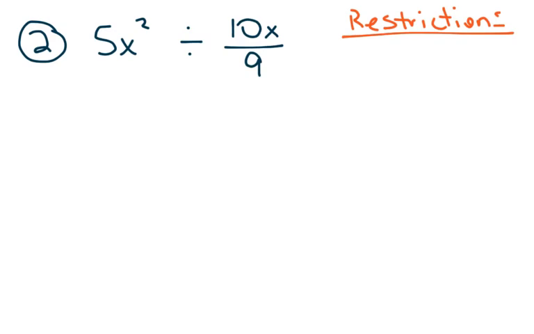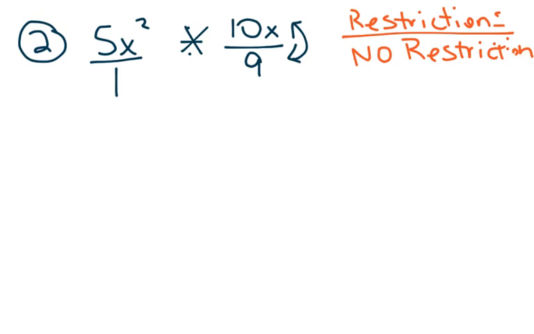Okay, here's my second example. I have a whole number, so again, I'm going to put a 1 underneath there. Looking for restrictions, I do not have a variable in either one of my denominators, so again, I have no restrictions. So now I am going to go ahead and flip and multiply. So 5x squared over 1 times, let's make that a dot, and I'm going to flip this fraction, 9 over 10x now.